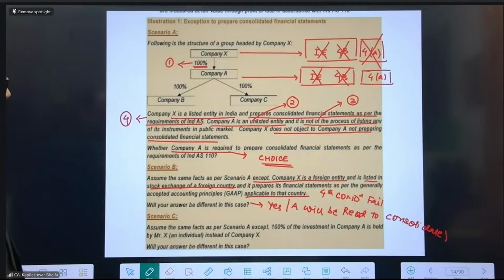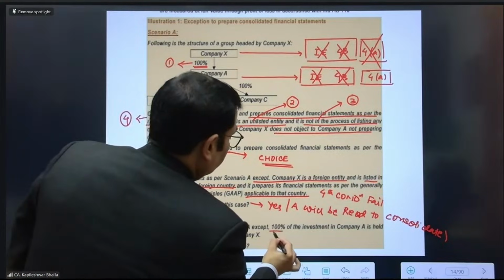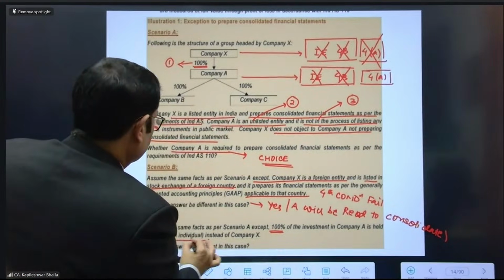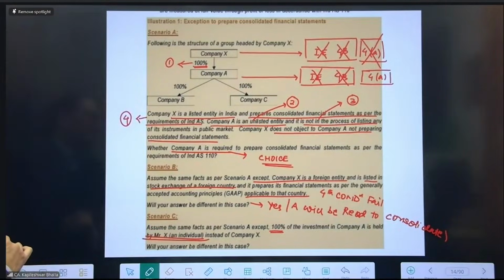Okay, now let's come to scenario number C. In this case, assume the same facts as in A, except that 100% of the investment in A is held by Mr. X, an individual, instead of company X. So, is there any condition which is going to fail in this case?